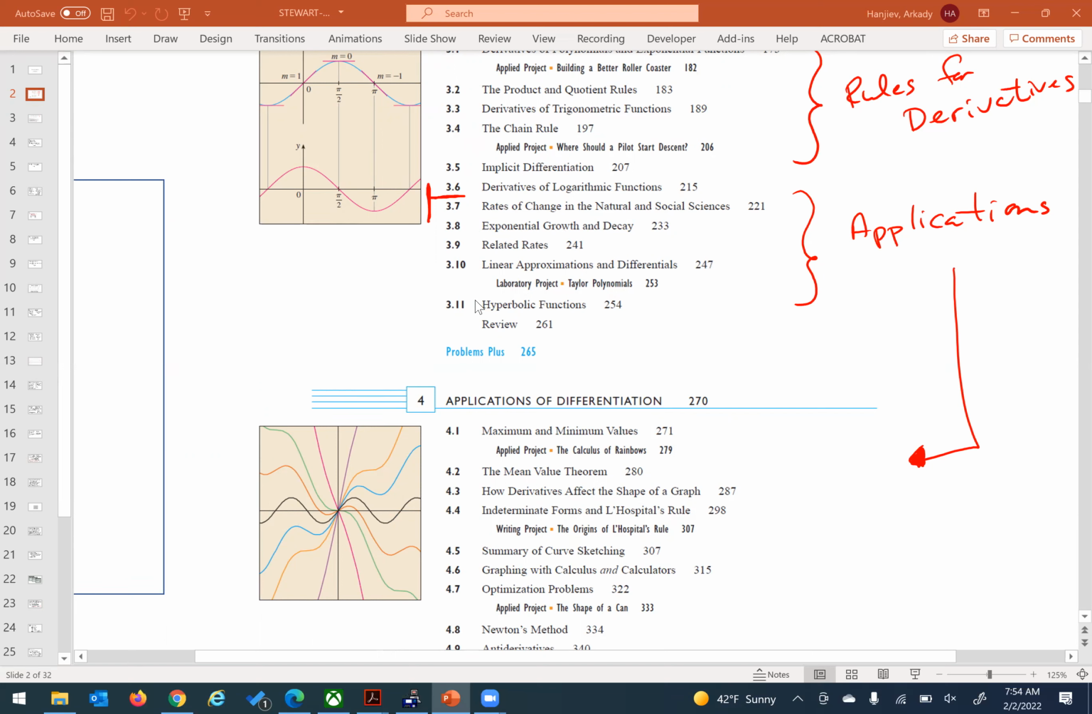And then this book does something weird. In 3.11, it does hyperbolic functions, which is really just not applications. It's like, hey, this is one last function you need to know derivatives of. So all of a sudden this kind of pops in out of nowhere. So we'll keep that for the last one. Funny thing is they're trig functions and they're hyperbolic. What in the world does that mean? We'll see. Okay, with that said, are we good?